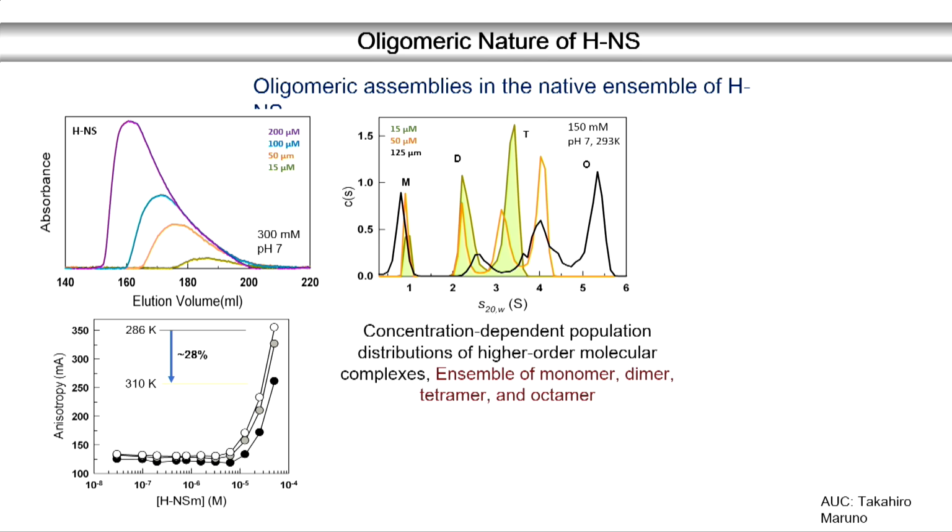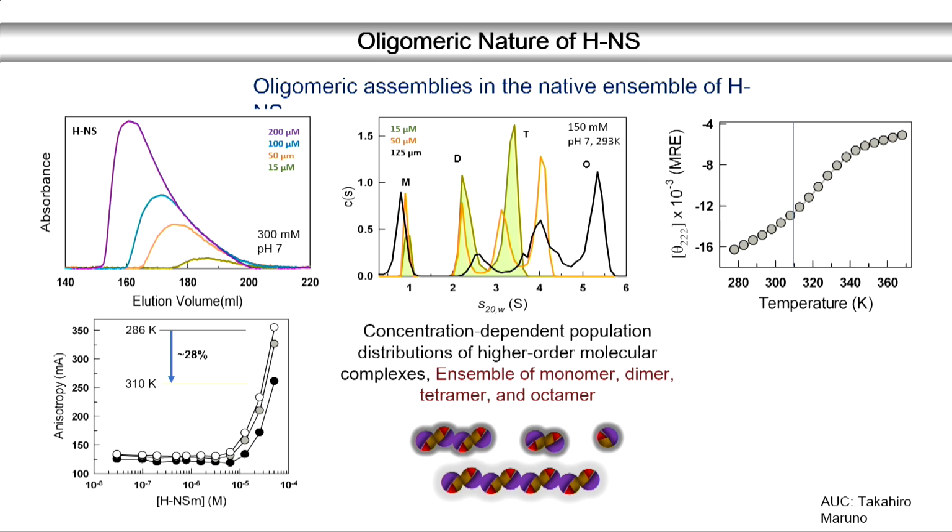And to conclude this part, what we see here is that the concentration-dependent population distributions of higher order molecular assemblies are identified, and there is an equilibrium between a monomer, a dimer, tetramer, and octamer, which I am showing you here. This is the monomer, dimer, tetramer, and octamer. This is a picture we will be using quite a bit. And we also see that when you change temperature, there is a change in the helicity of this particular protein. What I am showing you here on the x-axis is the temperature, and the y-axis the helical structure, the extent to which there is a helical structure present.